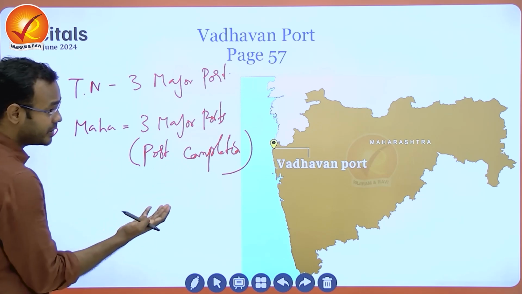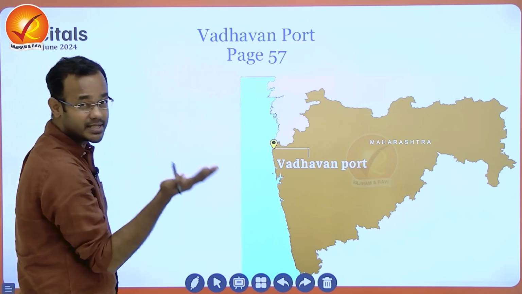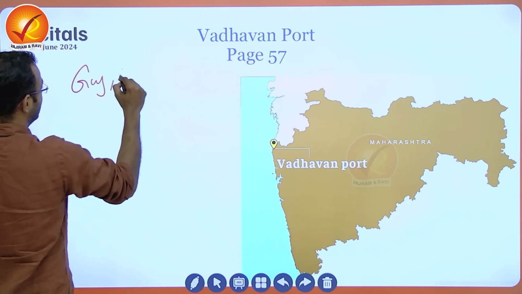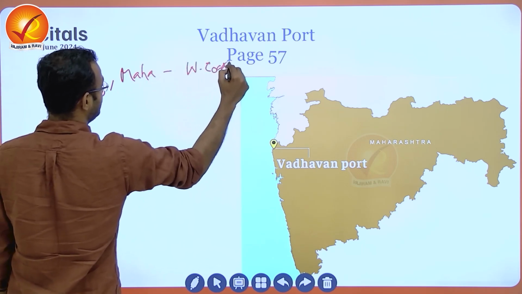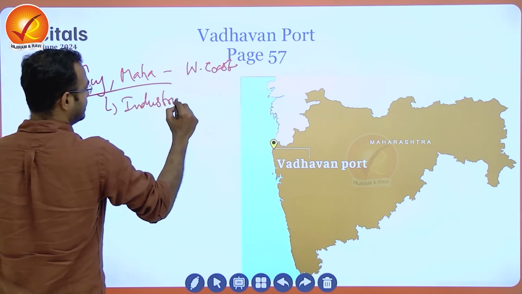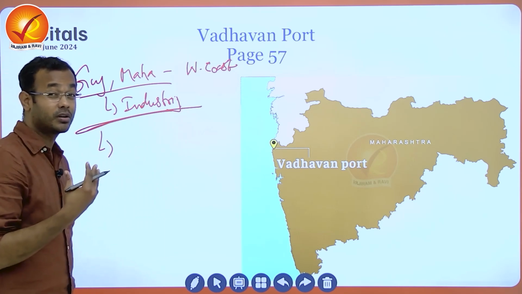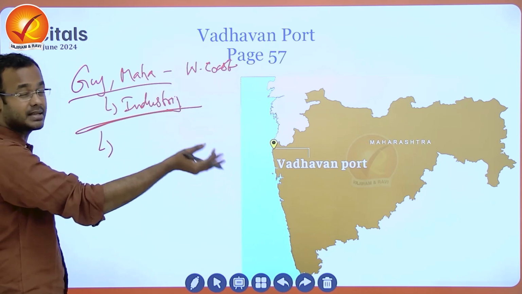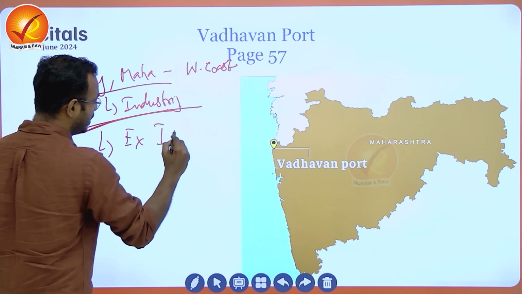Right? So why it has been required and all those things. See, the 2 major industrialized states in the west coast of India are Gujarat and Maharashtra. West coast. These 2 are highly industrialized. In such a case, I do require more port facilities, more transport facilities to export and import the raw materials, and export and import the finished goods, right? So this will help export and import.